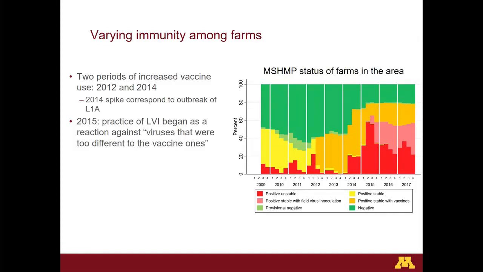And coincidentally, I'm going to call attention to this pink part over here. This represents farms that were classified according to the MSHMP status as being positive, stable with field virus inoculation. And you can see that this particular procedure occurred more frequently beginning in 2015 onwards. So I went to those systems and I spoke to them and I asked, hey, what happened in 2015 that you guys decided to use LVI more often? And their response was, quote unquote, because they realized that viruses at that particular time were too different from the vaccine ones. That's why they decided to adopt LVI.